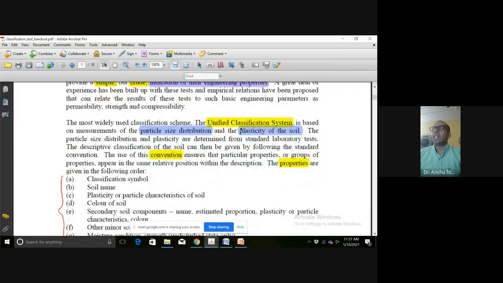The unified classification system is based on measurements of the particle size distribution and plasticity of the soil. So if this question comes in the exam, that particle size distribution and plasticity of the soil, what is it used for? Can you write it?